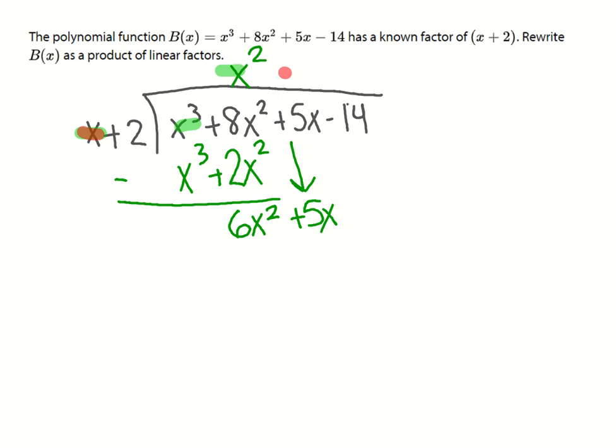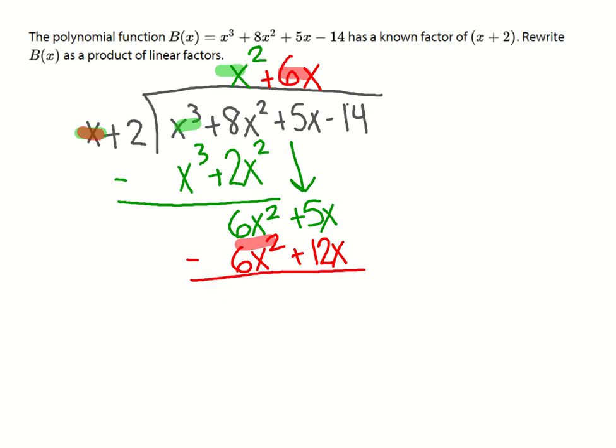X times what will give me 6x squared? X times 6x, and it's a positive 6x, will give me 6x squared. So now let's multiply it out just like we did with long division. 6x times x is 6x squared. 6x times 2 is positive 12x. And again, we subtract them.